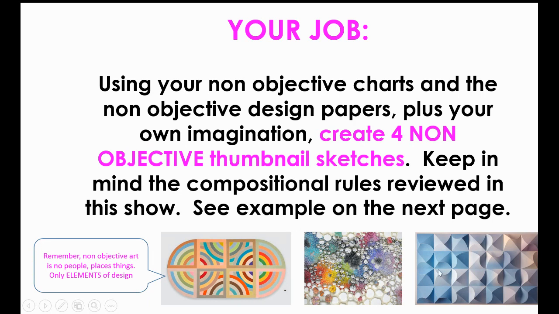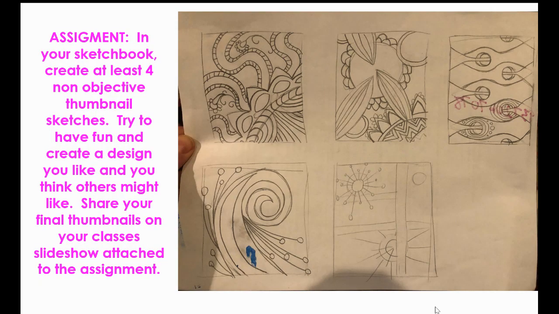Don't forget, these three things down here are examples of non-objective compositions. They only use the elements, no people, places, things, no smiley faces, footballs, things like that. This was the example I showed you all in class of some of my thumbnail sketches. Again, right over here, if you need to pause and take a look at this, you're doing four of them. Try to have fun and create a design that you like and you think other people might like.